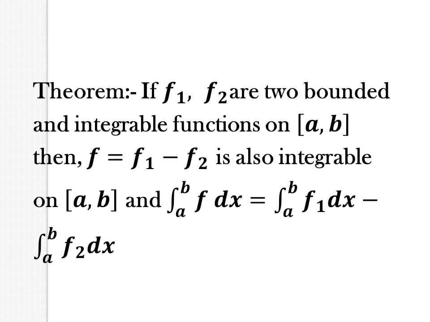Here I am explaining the theorem of real analysis part 2nd. The theorem states that if f1 and f2 are two bounded and integrable functions on closed interval [a, b], then the function f equal to f1 minus f2 is also integrable on closed interval [a, b], and integration of f from a to b is equal to integration of f1 from a to b minus integration of f2 from a to b.